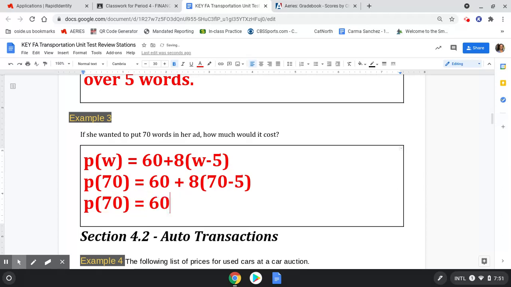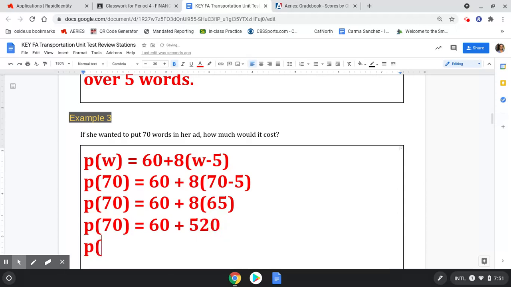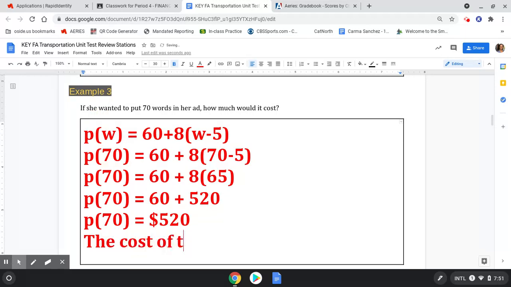And we get 60 plus 8 times 65. Grabbing a calculator, we're going to do the multiply before the add. 8 times 65 is 520. And then you add that and get 580. So we say the cost of the ad with 70 words is $520.